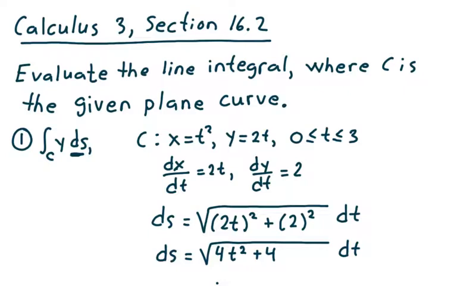Now, ds is the square root of (dx/dt) squared plus (dy/dt) squared, dt. Notice (dx/dt) squared is (2t) squared, and (dy/dt) squared is 2 squared. So we have ds is the square root of 4t squared plus 4, dt.